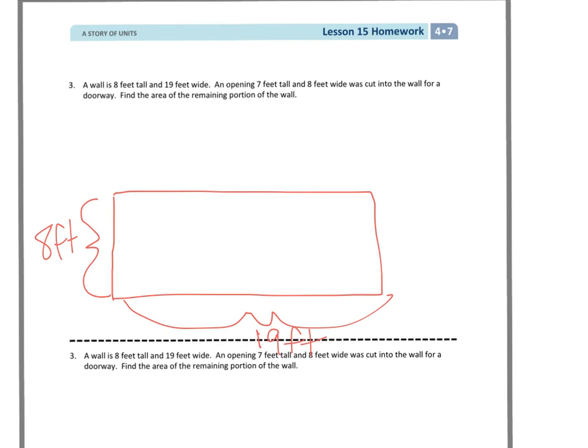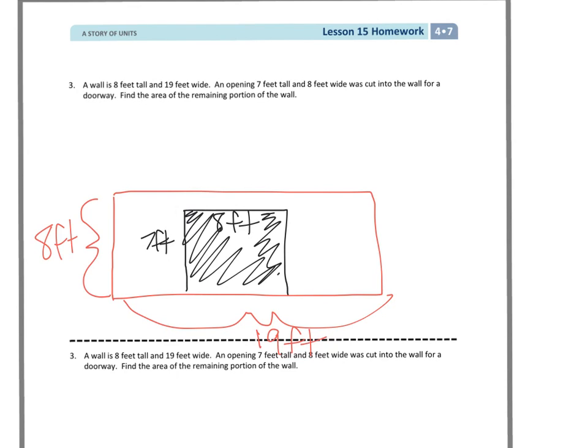An opening 7 feet tall and 8 feet wide was cut into the wall for a doorway. Okay? So that's going to be 7 feet. And this will be 8 feet. And this is my doorway. So I'm going to neatly shade around that.